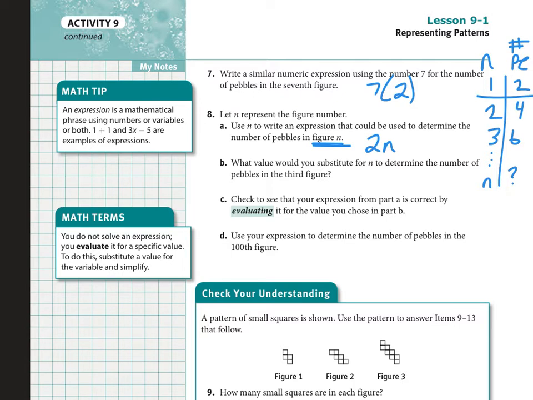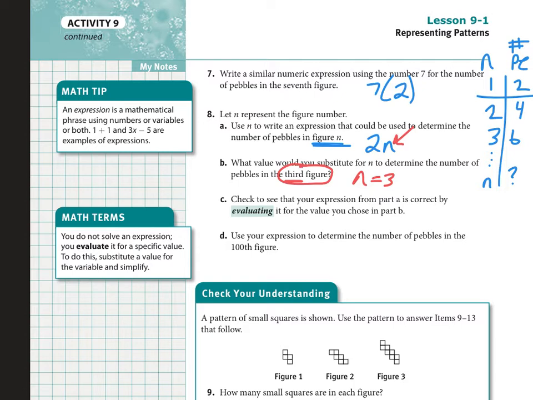So what value would you substitute for n to determine the number of pebbles in the third figure? Well, if n is the figure number, and we're talking about the third figure, we would make n equal to 3. And we could plug in a 3 right there. 2 times 3 would get us the 6.